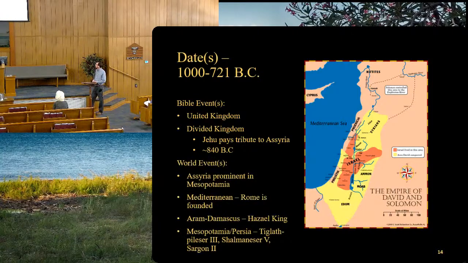So from a Bible event perspective, we have the United Kingdom, divided kingdom. We'll have a note about Jehu here in a moment. And then looking at the world events happening here, Assyria is more prominent now in Mesopotamia, especially as we get to that 721 date, right? Because they come in and take the northern kingdom into captivity.